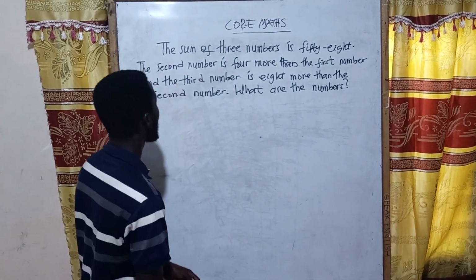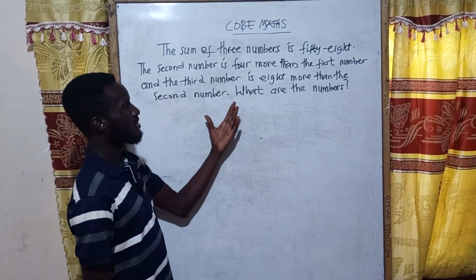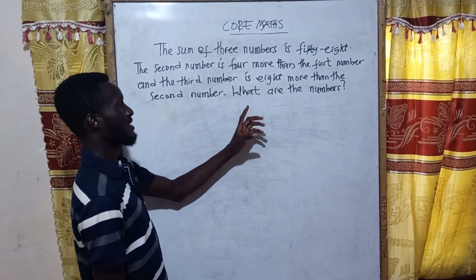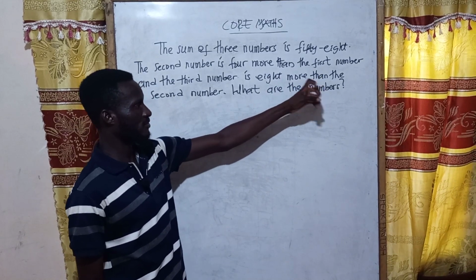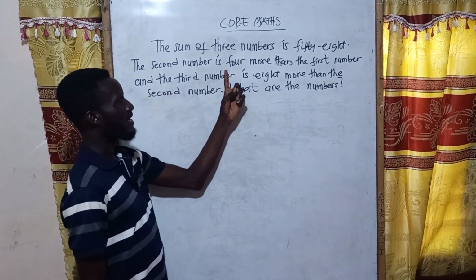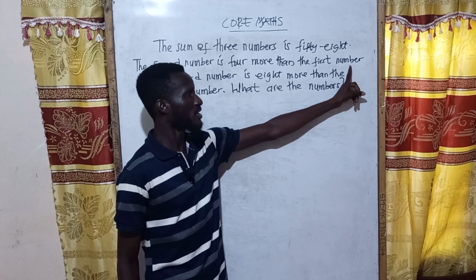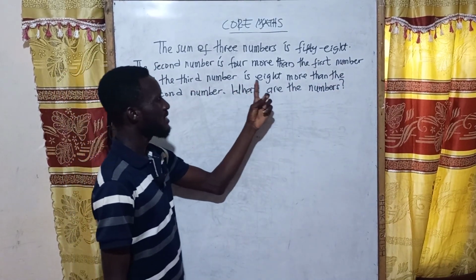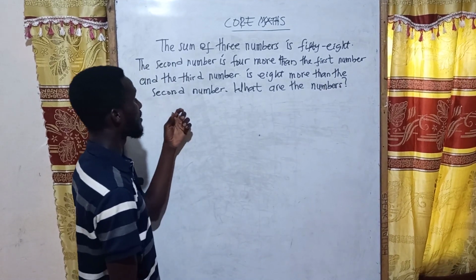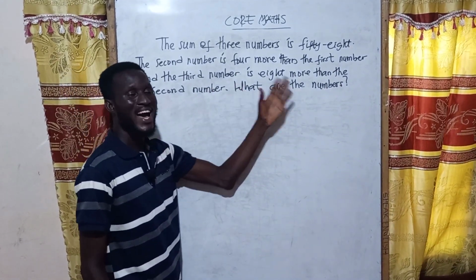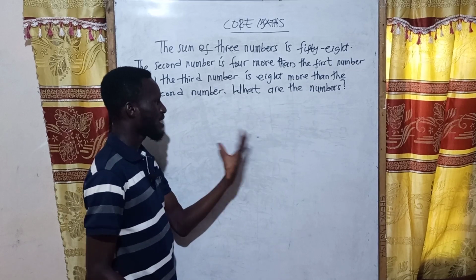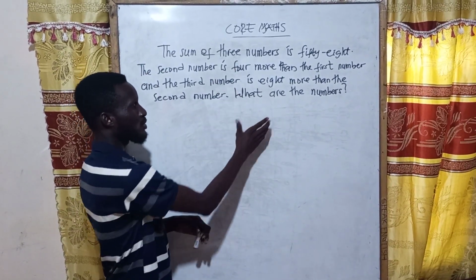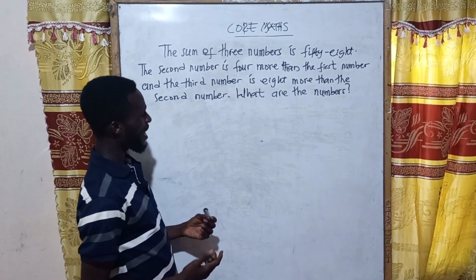Now, let's go. Okay, so you can see this one is a word problem. The sum of three numbers is 58. The second number is 4 more than the first number. And the third number is 8 more than the second number. What are the numbers? How many numbers do we have? We have 3 numbers. So which means that we have to look for the 3 numbers. So how are you going to start?